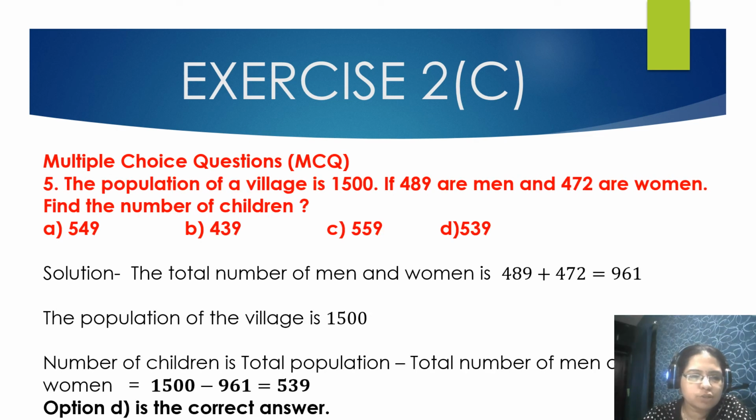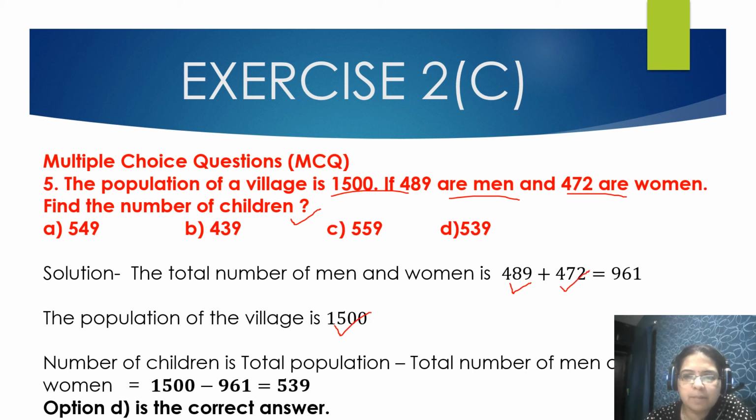And now we will solve question number 5, multiple choice question. The population of a village is 1500. If 489 are men and 472 are women, then find the number of children. The total number of population of a village is 1500, that is given, and number of men in the village is 489, and number of women in the village is 472.